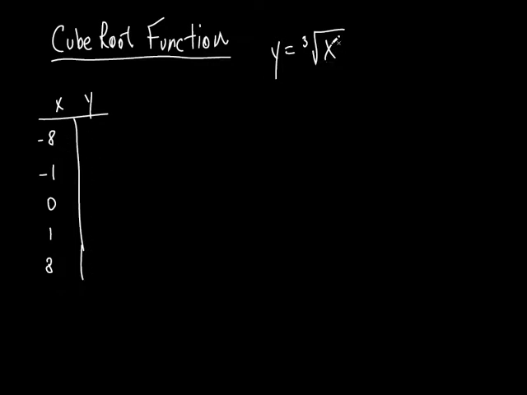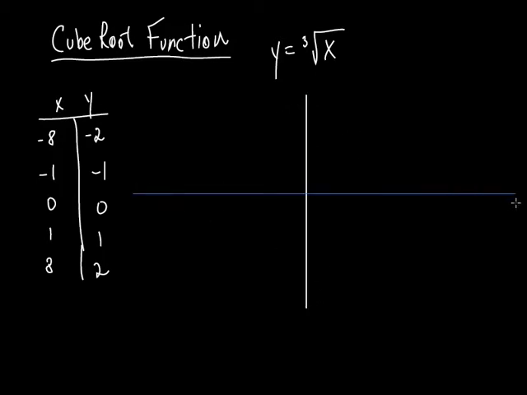Let's put some numbers in here. Put negative 8 in there. What's the cube root of negative 8? It's negative 2. The cube root of negative 1 is negative 1. The cube root of 0 is 0. The cube root of 1 is 1. The cube root of 8 is positive 2. And this is what we're going to graph. Now you're getting the idea of what we're doing now, right? Hopefully after all of these.